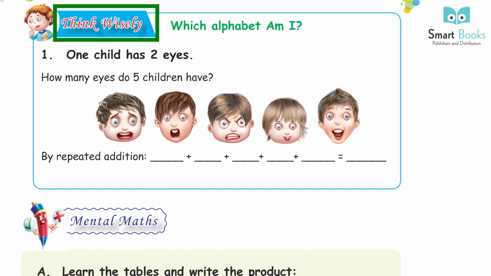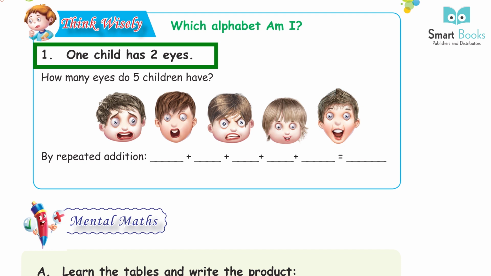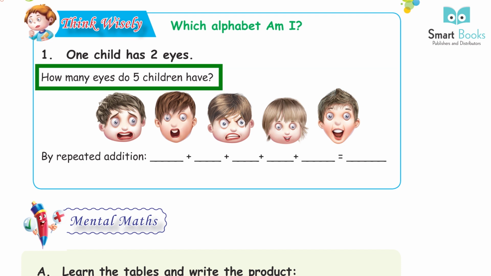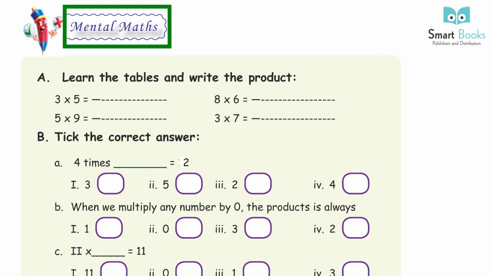Think wisely. 1. One child has 2 eyes. How many eyes do 5 children have? By repeated addition.